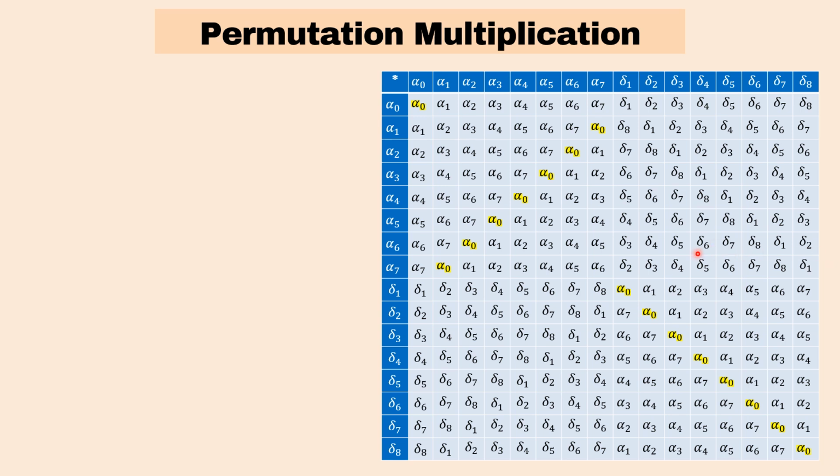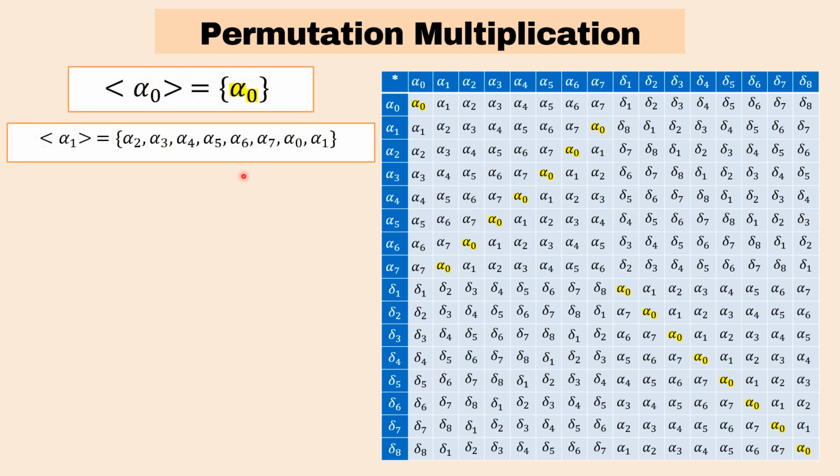Now, let's identify its subgroups using a generator. So alpha sub 0 generates itself. Alpha sub 1 generates alpha sub 2, alpha sub 3, alpha sub 4, alpha sub 5, alpha sub 6, alpha sub 7, alpha sub 0, and alpha sub 1. Alpha sub 2 generates alpha sub 4, alpha sub 6, alpha sub 0, alpha sub 2. So this is how it works.